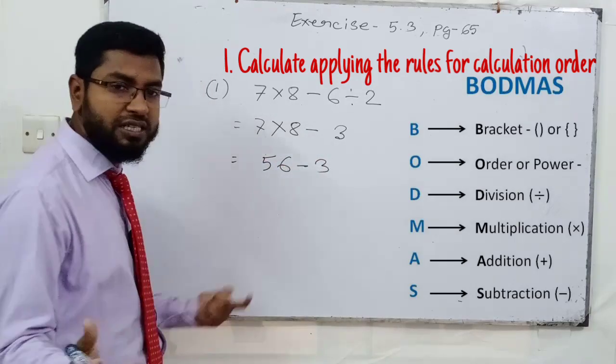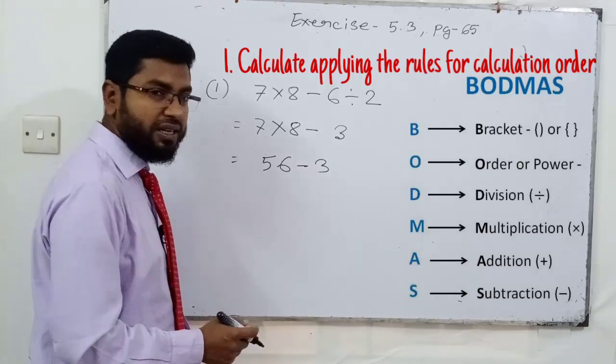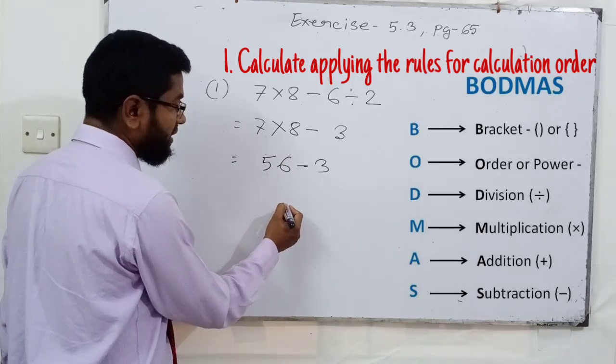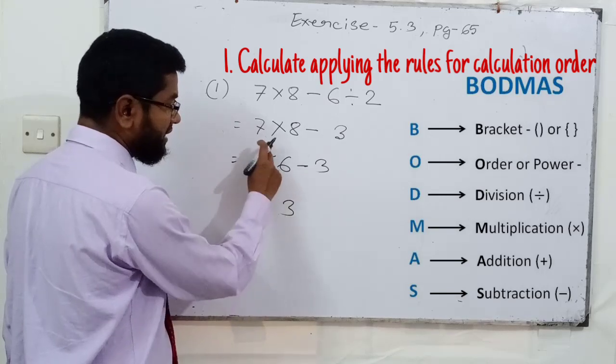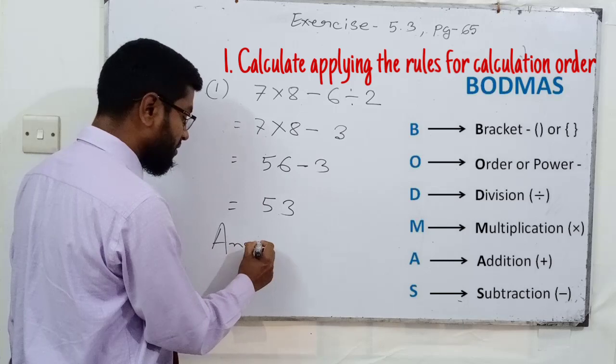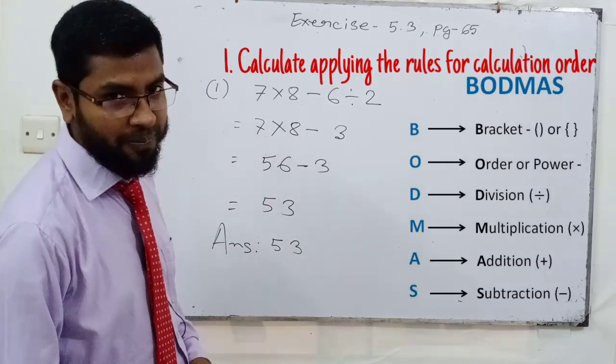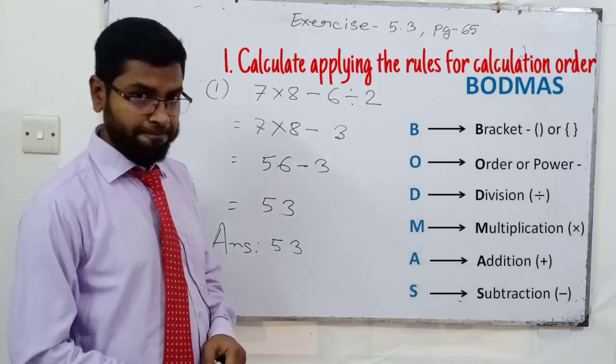Now subtraction, it is very easy. Subtract it. What will be here? From 6 we will subtract 3. That will be 3, and there is nothing else, so 5 will be there. So the answer will be 53. Have you understood? Check this math again.